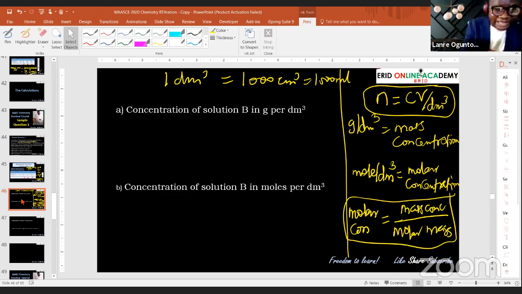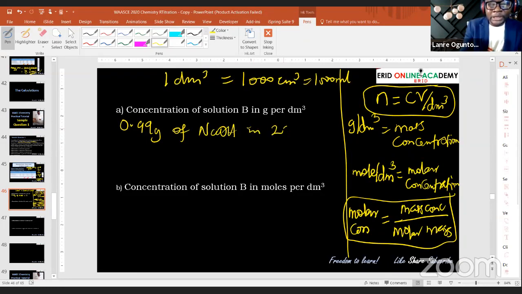Okay, but the question says we have 0.99 grams of sodium hydroxide in what? In 250 cm cube. So you ask yourself, in 250 cm cube is 0.99, and they are asking you how many will be in 1000. That is per dm cube. Per dm cube means per 1000. So in the question they told you it is 0.99 in 250. So how many do you think will be in 1000? How many 250 can I get in 1000?